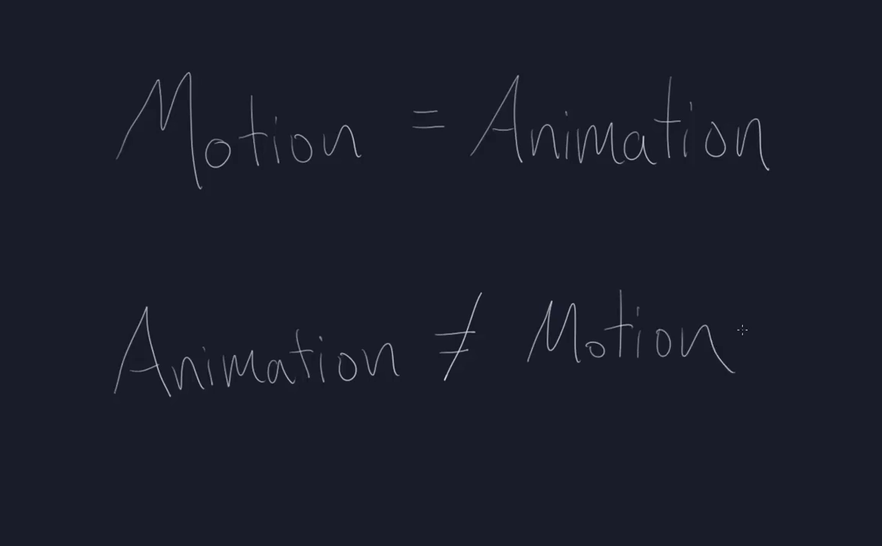Motion is animation. If you want a character or an object to move around your scene throughout the process of a video, that is animation. That object has to be animated. But not all animation is motion. So I don't want you to, in your head, think that animation is always about moving an object, because you can animate all kinds of things.